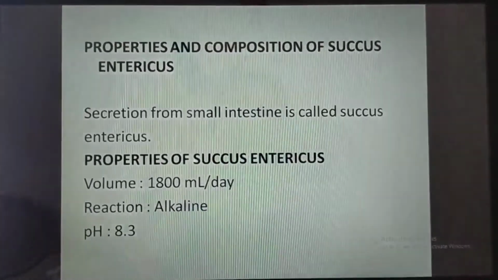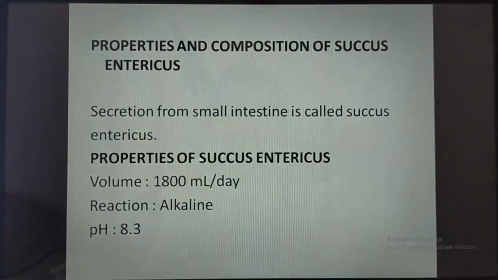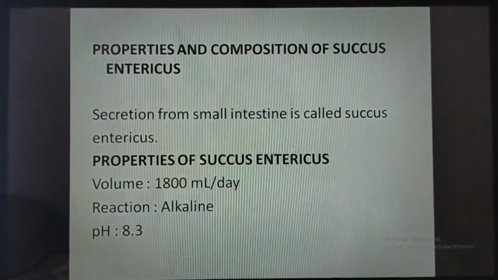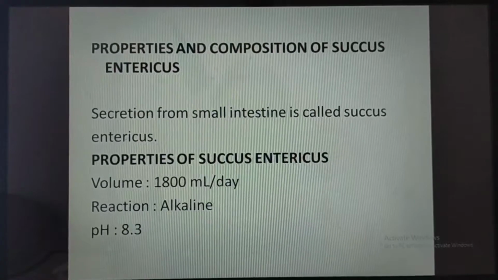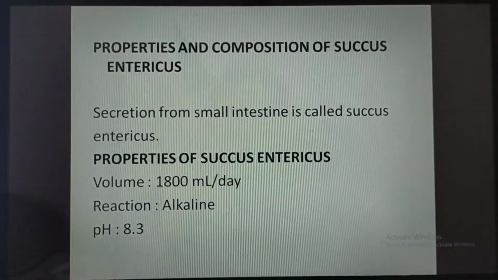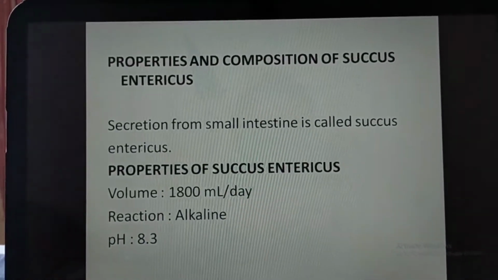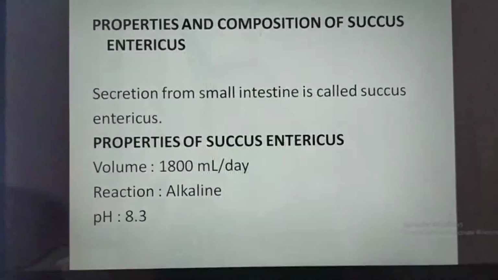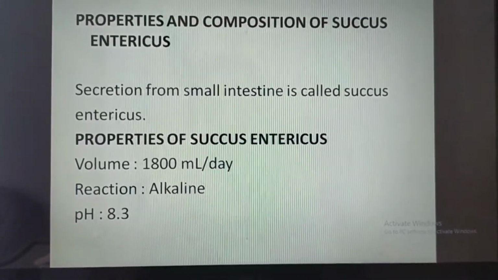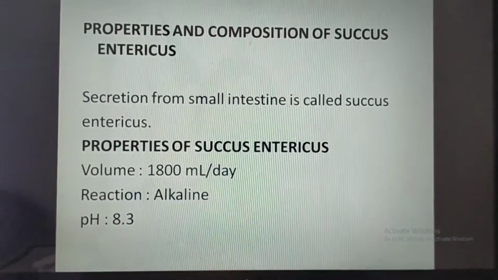Now we'll see the properties and composition of succus entericus. The secretion from the small intestine is called the succus entericus. In exams, they generally ask to write down the properties and composition of succus entericus. So you should have the idea that the secretion of the small intestine is called the succus entericus. Properties of succus entericus: volume is 1800 ml per day. Reaction is alkaline and pH is 8.3.